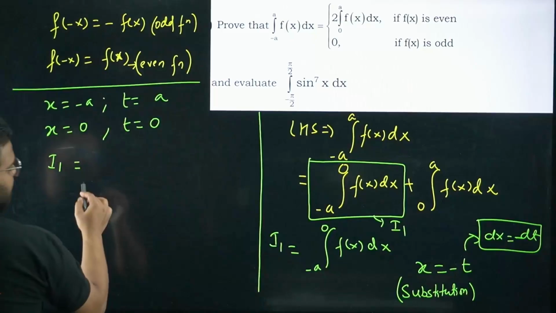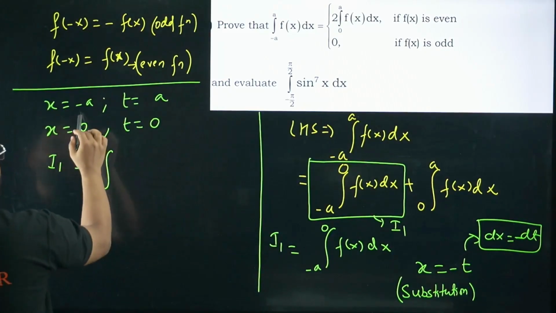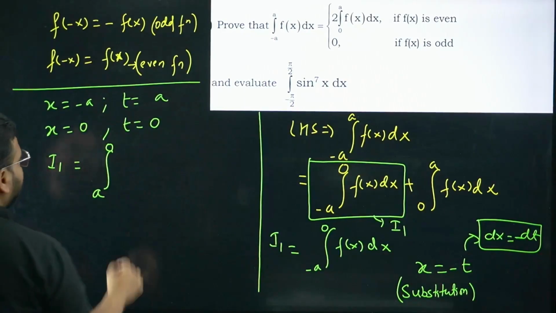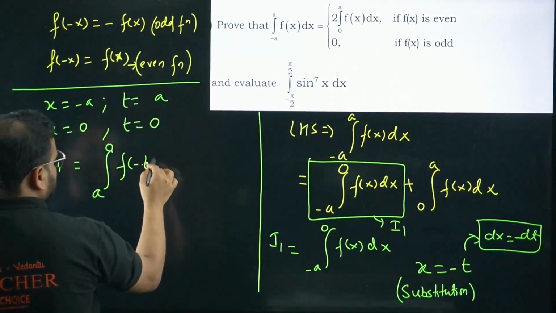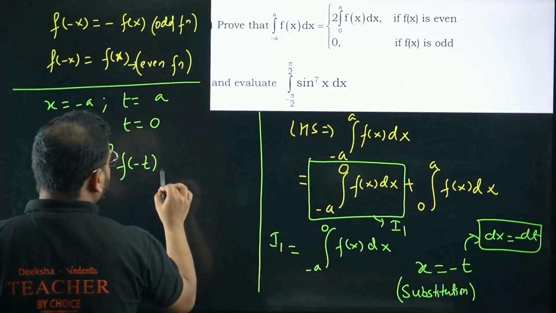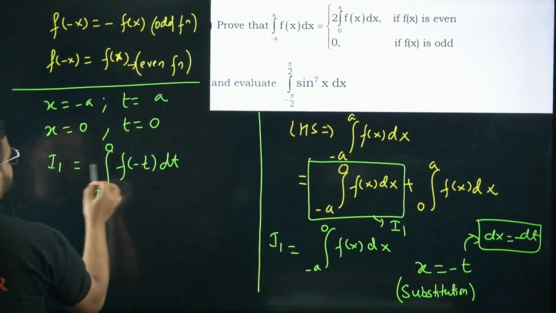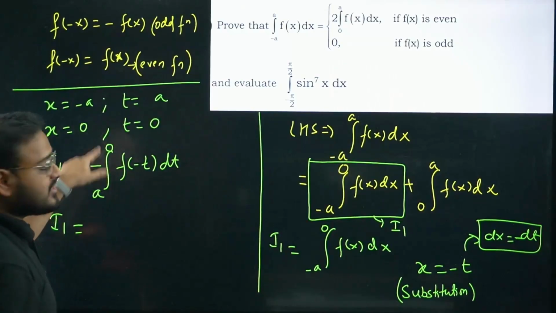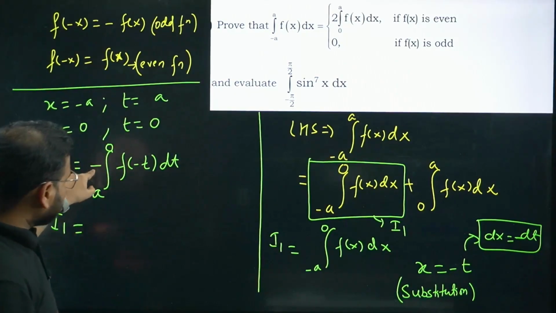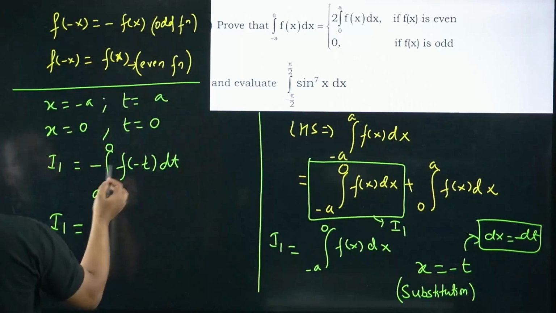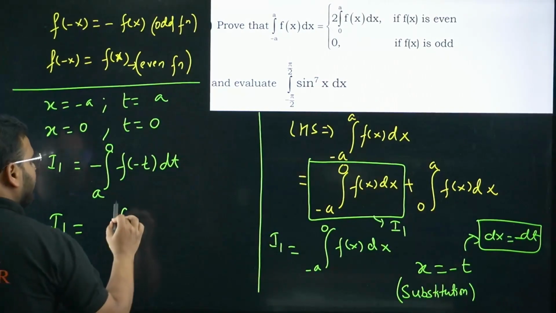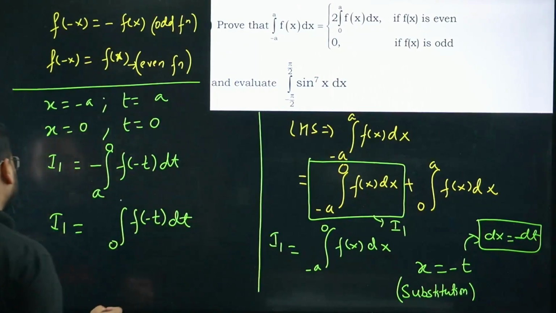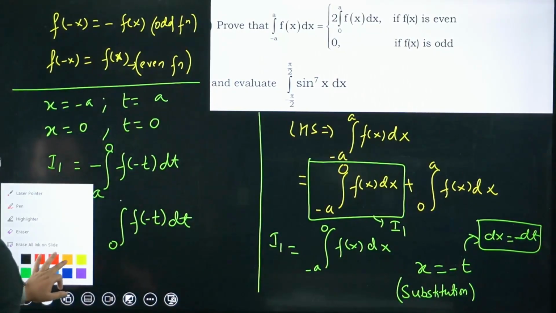So we get here integration I1 equals to, minus a will become a for t, a to 0. And I have here f of minus t, and over here I have d of t. There is a minus sign, so put it here. You know this, no? With the minus sign I can interchange the limits. So I can take this minus sign inside, it will become 0 to a f of minus t dt. Now I have the I1 modified.